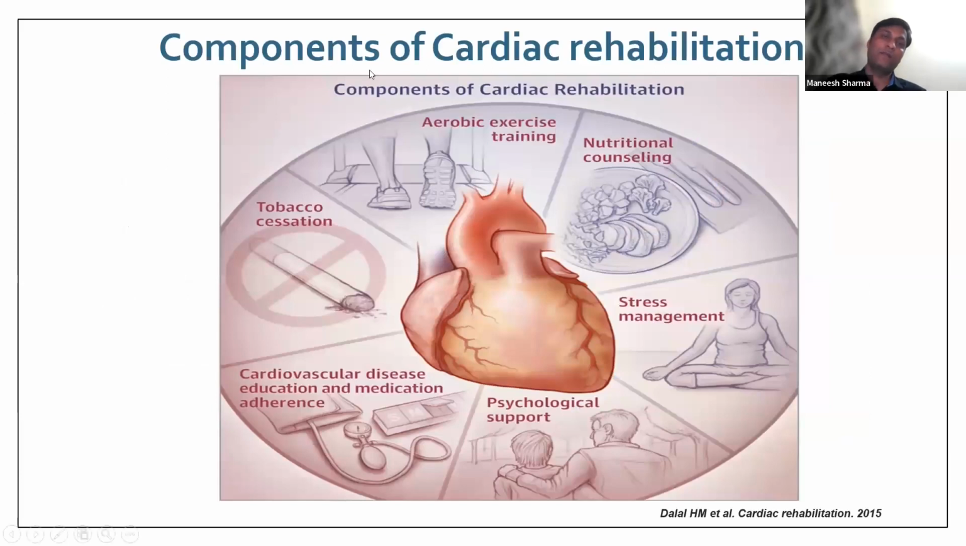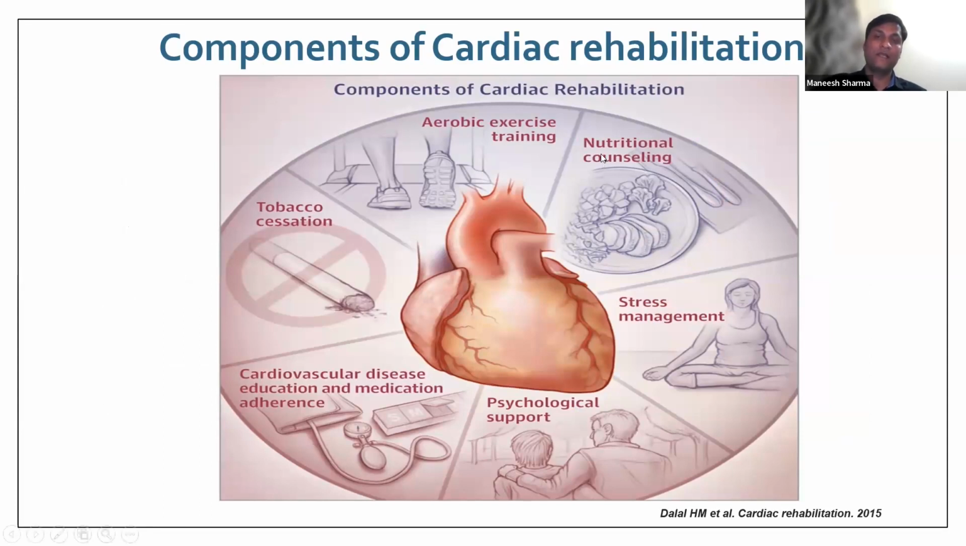So now coming to the components of cardiac rehabilitation. These are a few components of cardiac rehabilitation, in which the first one is aerobic exercise training. The exercise is a very primary component of the cardiac rehabilitation program, where in each phase the patient has to undergo a certain form of exercises. Basically, the intensity and the duration of the exercises vary according to the different phases of the cardiac rehabilitation program. Then nutritional counseling.